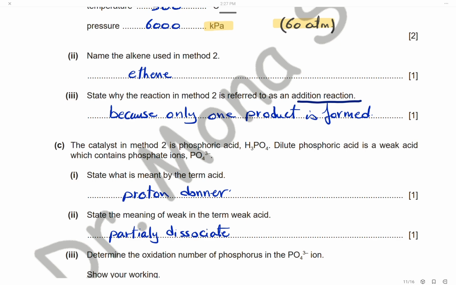The catalyst in method 2 is phosphoric acid. Dilute phosphoric acid is a weak acid which contains phosphate ions. State what is meant by the term acid. Acid is a proton donor. And state the meaning of the weak in the term weak acid. Weak acid means it only partially dissociates.